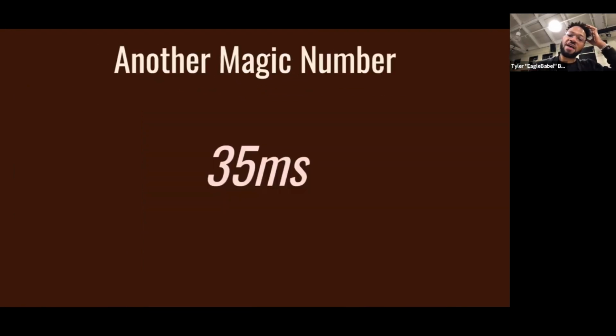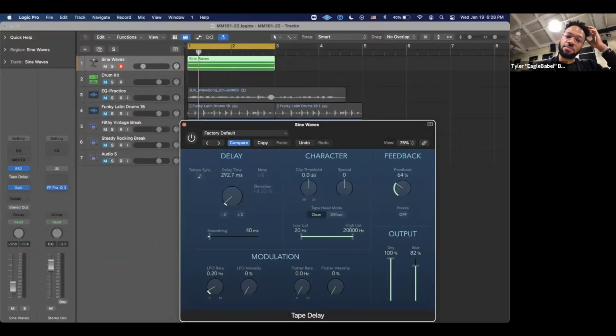Write this number down, 35 milliseconds. This number is the speed at which you repeat the signal in a delay before it starts to sound like echo. So here's 25. It doesn't feel all the way like echo yet, but once we get into that 40, it sounds a bit more like echo, and of course we go up. So write that number down.